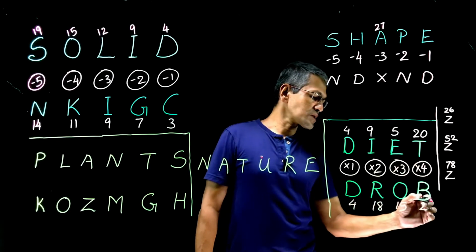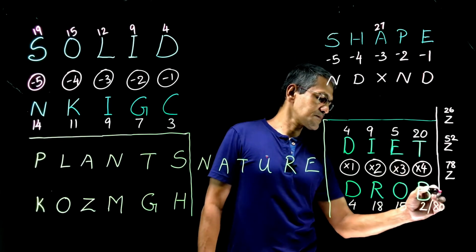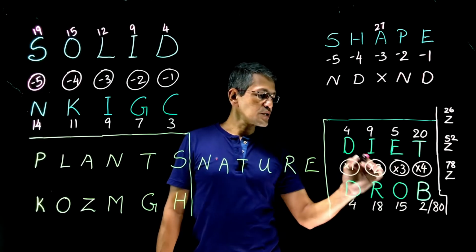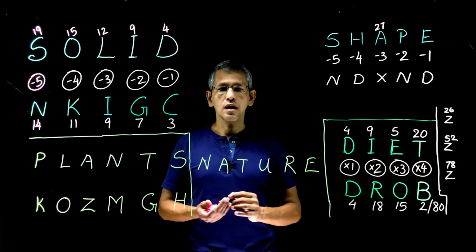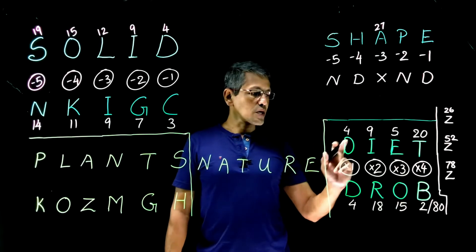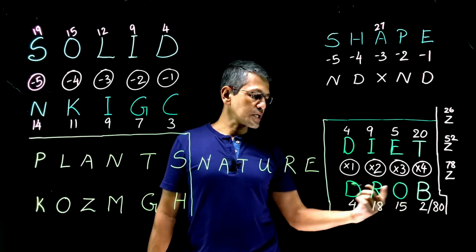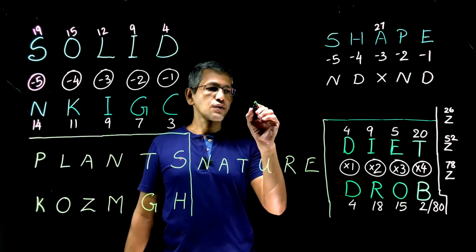So 20 into 4 is 80. 80th letter is B. So that means the pattern is perfectly all right. Into 1, into 2, into 3, into 4. If that is the case, what is the code for plan? The code for that is draw a DROB. Then what's the code for plan?